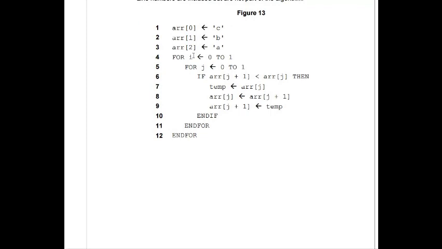Three array indexes, and we're doing two nested loops. So if the array at index j plus 1 is less than the array at index j, then we're going to do the temporary, and then we're going to do array j plus 1, and then we're going to declare this is our variable as temp. End if, end for, bosh.